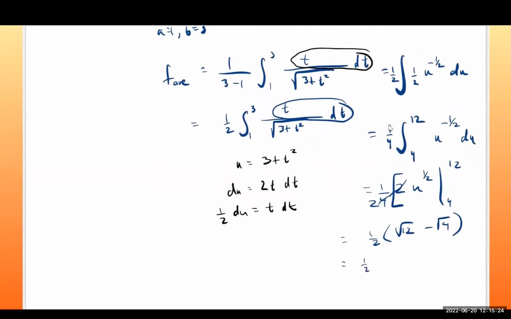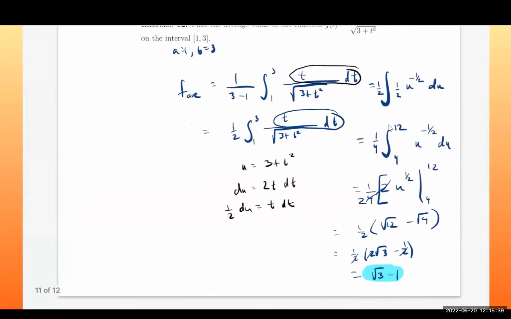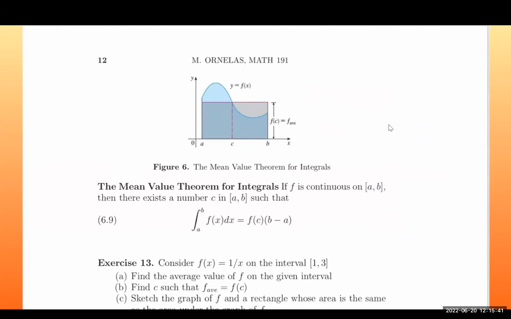And then this is 1/2, that's 2 radical 3 minus 2. And as you can see, the 2's will cancel, and that'll become a 1. So our final answer is radical 3 minus 1. So that is the average value of the function. All right, let's look at the next problem.